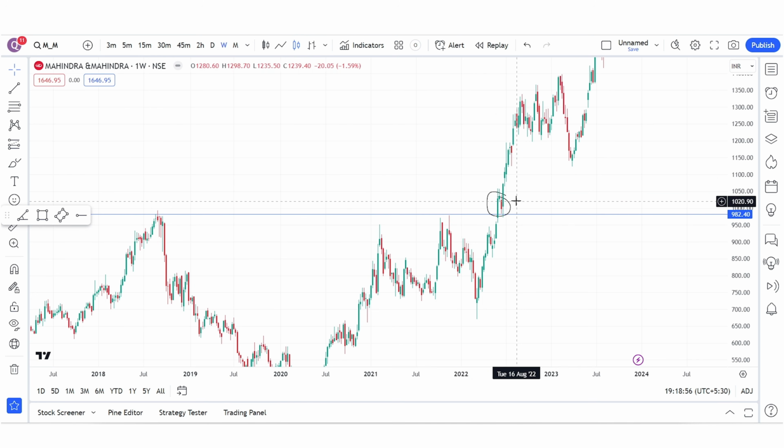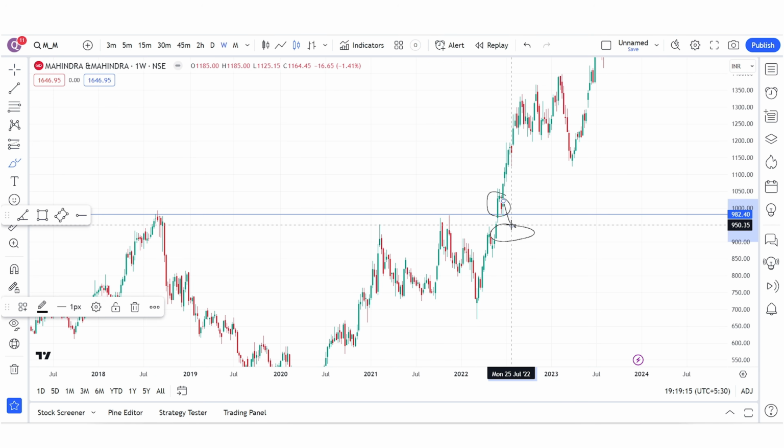Two years the stock had consolidated and finally it broke out. If I'm entering maybe somewhere around 1000, my stop loss would definitely be in case the stock is coming back to this range. This is a fantastic range which the stock had formed, and finally it is breaking out of this range. In case the stock is coming back to this range, I would be taking my exit.